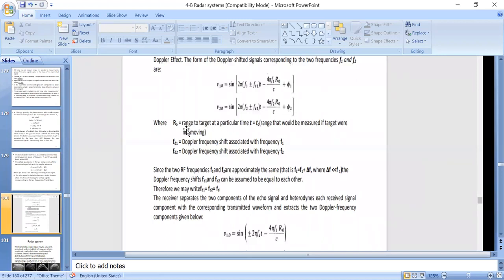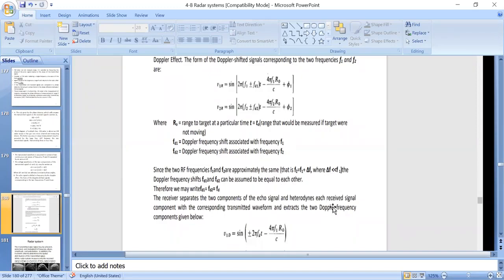So here, r naught is the range to the target at a particular time t equal to t naught, the range that would be measured if the target were not moving. And fd1, if you consider a moving target, definitely there may be a Doppler shift. So that is indicated here. fd1 is the Doppler frequency shift associated with frequency f1, and fd2 is the Doppler frequency shift associated with frequency f2. Since the two RF frequencies f1 and f2 are approximately the same, f2 is equal to f1 plus del f. These are the several conditions to calculate the range of the target.